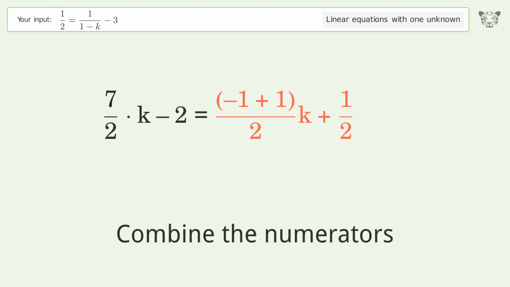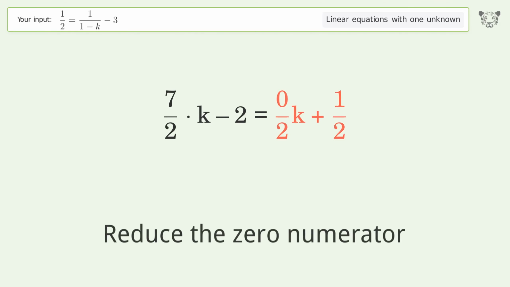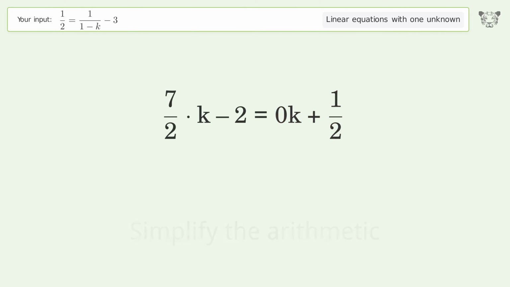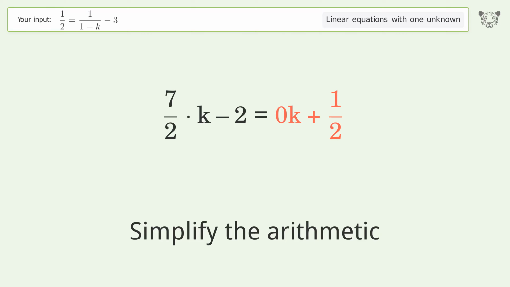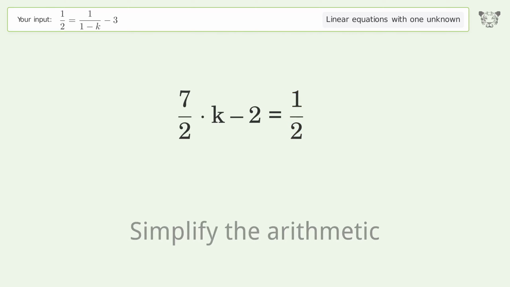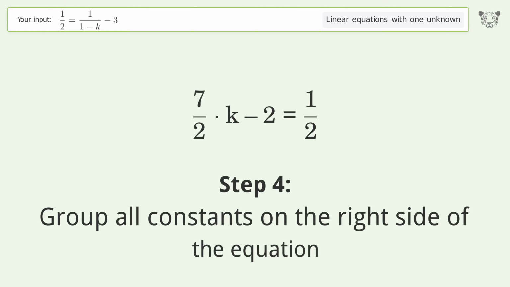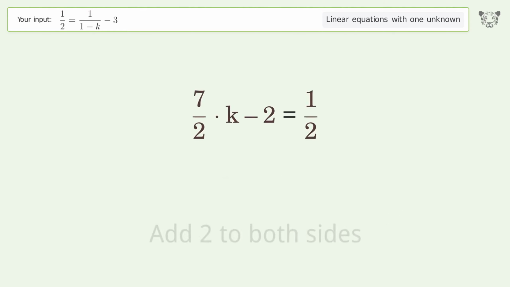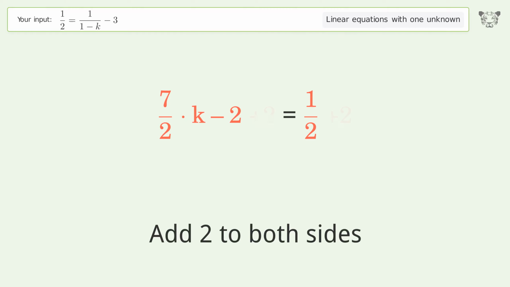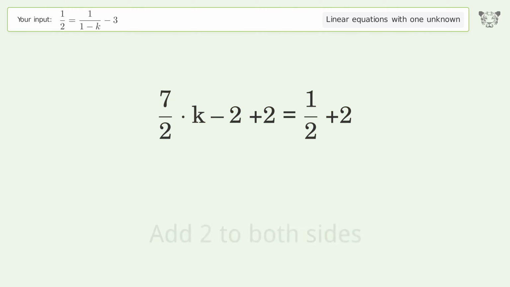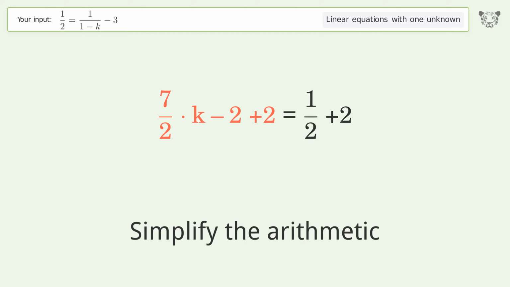Combine the numerators. Reduce the zero numerator. Simplify the arithmetic. Group all constants on the right side of the equation. Add 2 to both sides. Simplify the arithmetic.